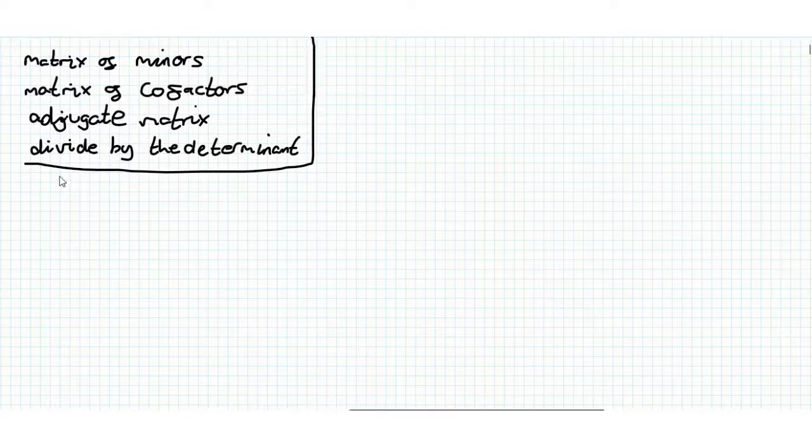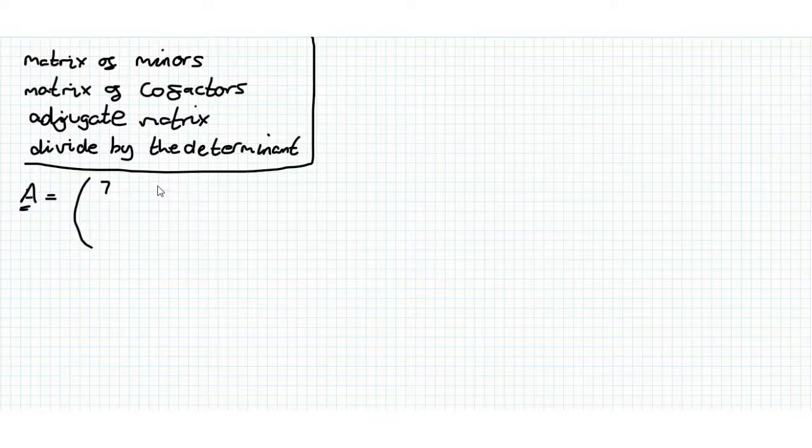And now we're going to take an example of a matrix A, where A is equal to 7, 2, 1, 0, 3, minus 1, minus 3, 4, minus 2. And the first step is to find the matrix of minors, and I'm going to call that min of A.